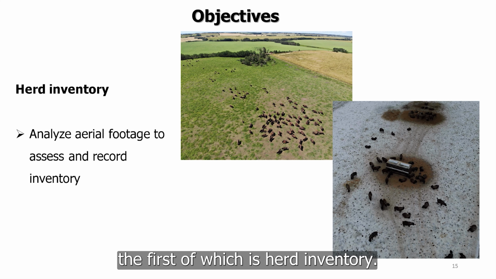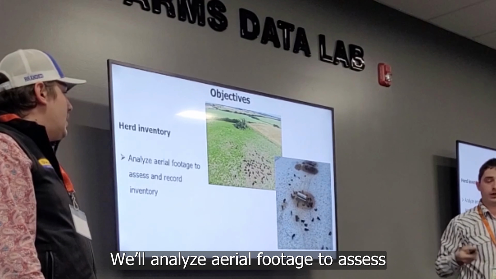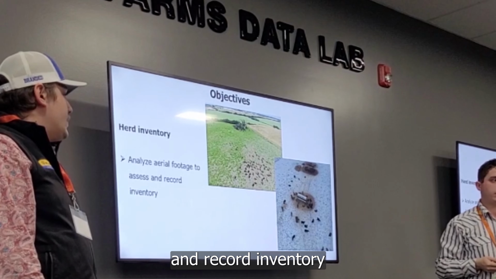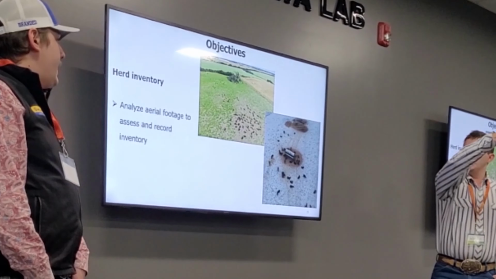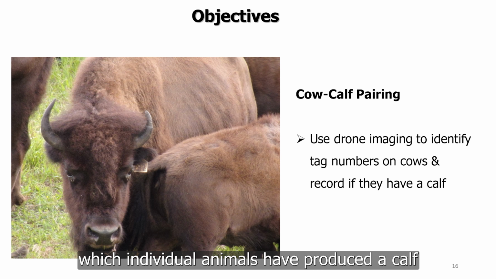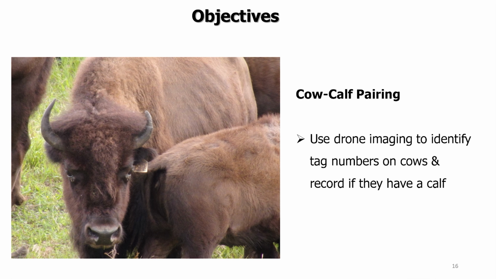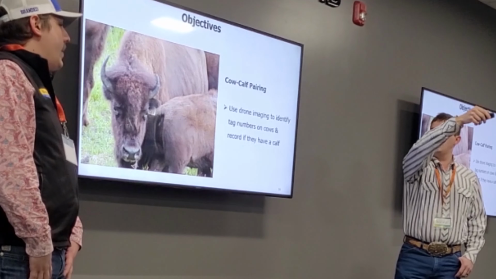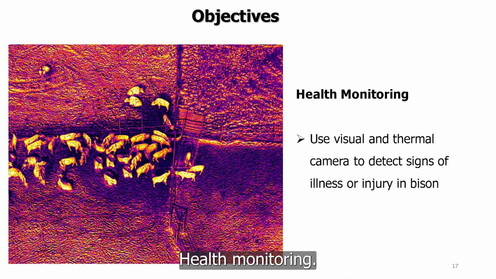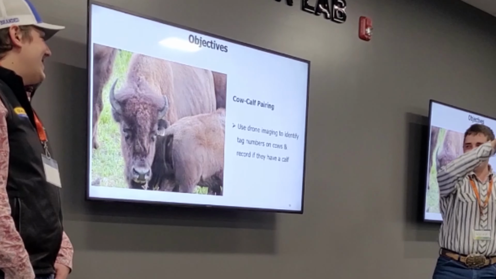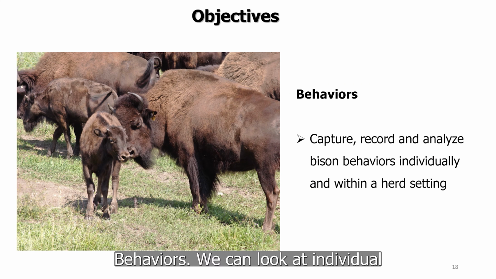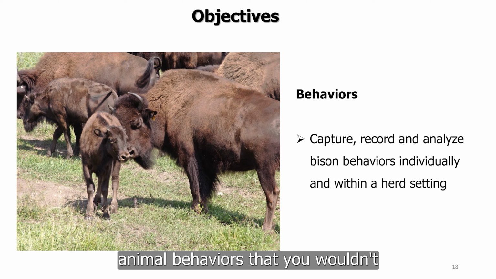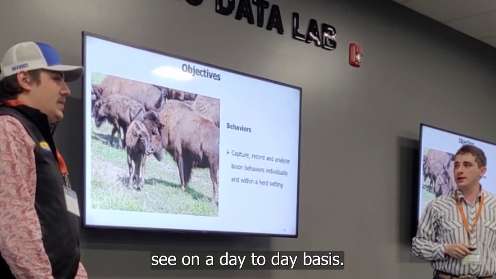The first of which was herd inventory. We'll analyze aerial footage to assess and record inventory to determine how many animals are in a pen, whether it's a pen or a pasture. Cow-calf pairing, to identify which individual animals have produced a calf. Health monitoring, we can use the thermal and the visual camera to detect signs of illness or injury. Behaviors, we can look at individual animal behaviors that you wouldn't see on a day-to-day basis.